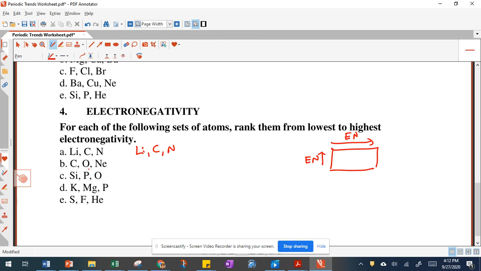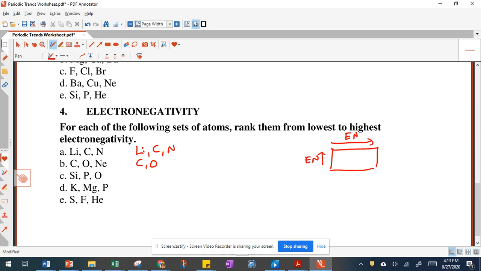We look at carbon, oxygen, and neon. Again, carbon, oxygen, neon are in the same period. Neon, however, this time is a noble gas that will not have an electronegativity value listed. So we only pay attention to carbon and oxygen. Carbon will have the lower one. Oxygen will have the higher one.